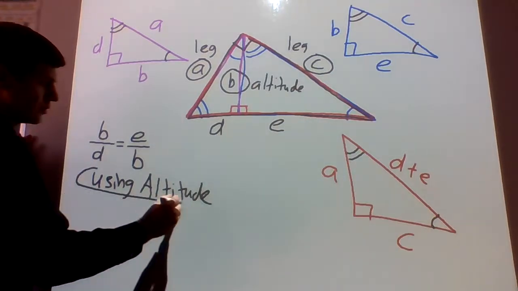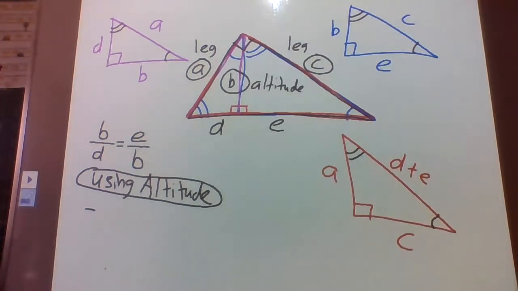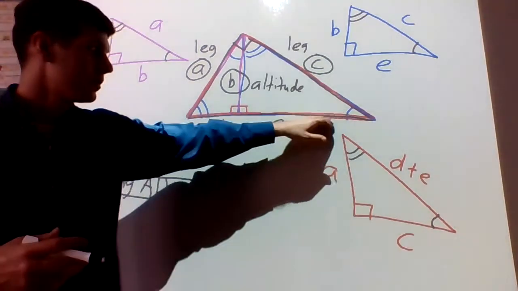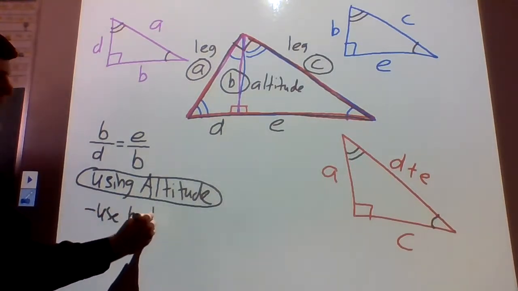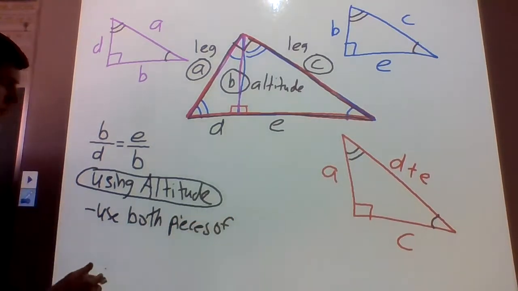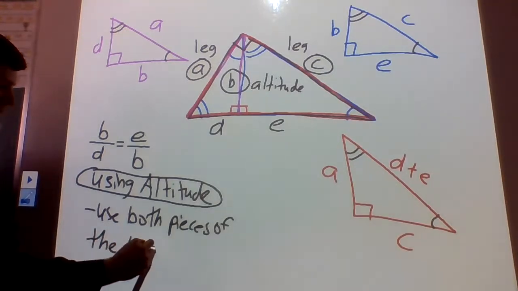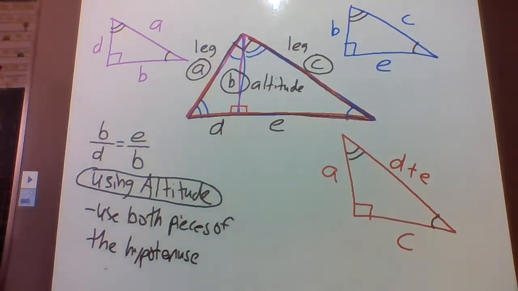So if we're using an altitude, the steps we're going to take is we're going to use both pieces of the hypotenuse. Okay, D and E. So the hypotenuse of the big triangle. Again, this probably will make more sense once we actually start solving problems.